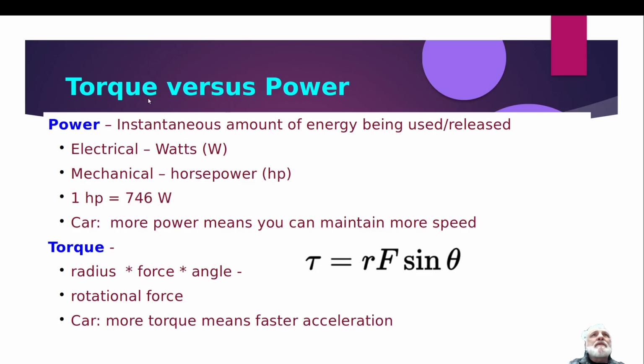There's also a term we use a lot called torque. Torque is a measurement of how much rotational force is being applied. We have power, which is that instantaneous amount of energy, and in electrical terms, power is measured in watts. In mechanical terms, we measure it in horsepower. There's an equation to convert: 1 horsepower is equal to 746 watts, or 746 watts is equivalent to 1 horsepower.